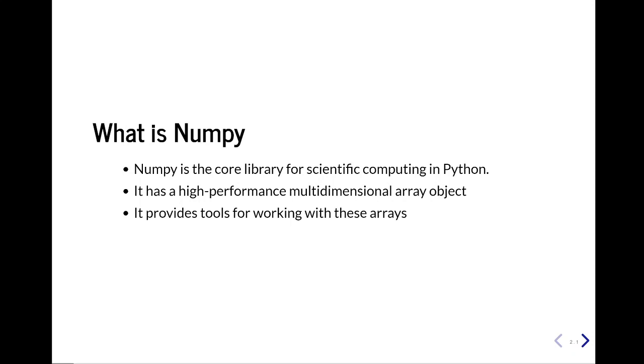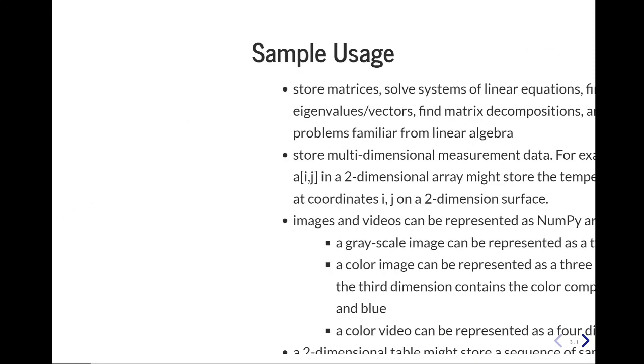NumPy is one of the basic libraries out there for doing scientific computing. It's really performant, and it works on multidimensional array objects. It provides all sorts of tools built in to work with these arrays. So you get really good performance because a lot of it's written at the C-level code compared to Python, so it can be a lot faster.